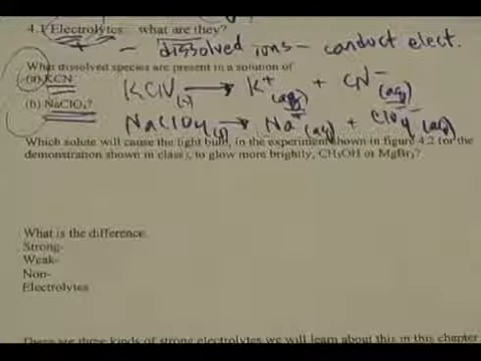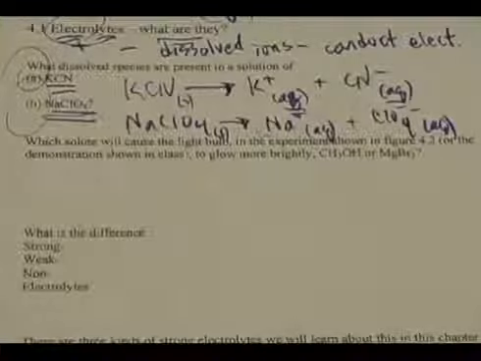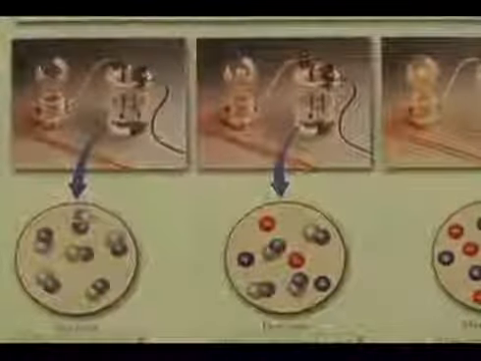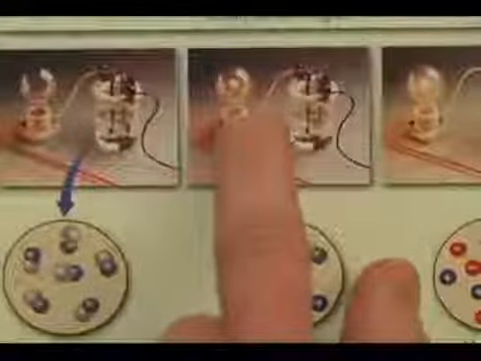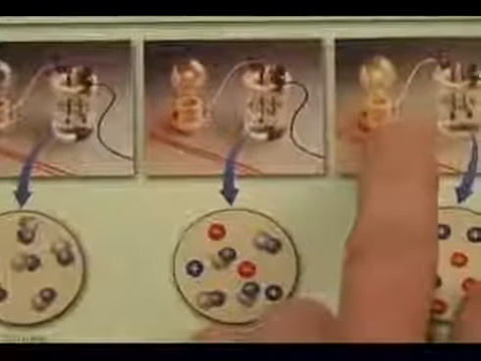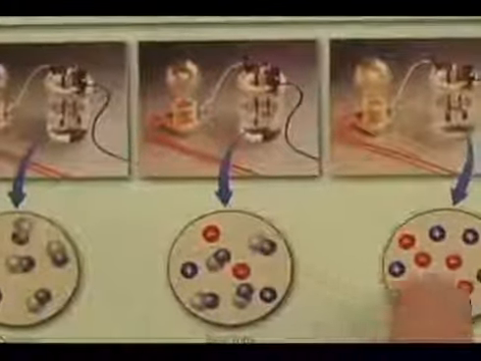So which solute will cause the light bulb in the experiment shown in figure 4.2, or the demonstration shown in class, to glow more brightly? CH3OH or MgBr? Just so you have an idea, figure 4.2 in the textbook has a little picture of a light bulb and some equipment with the wires hooked up to it, and the light bulb glows dimly here and glows brightly here. This would be the strong electrolyte.